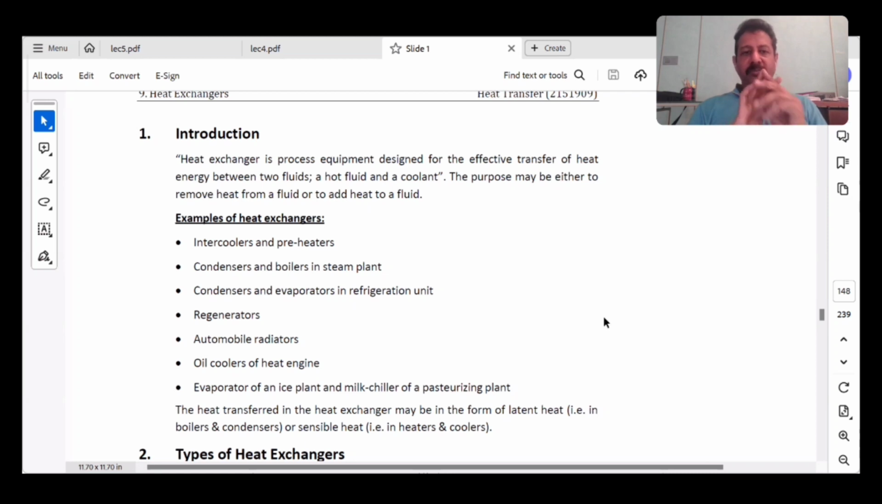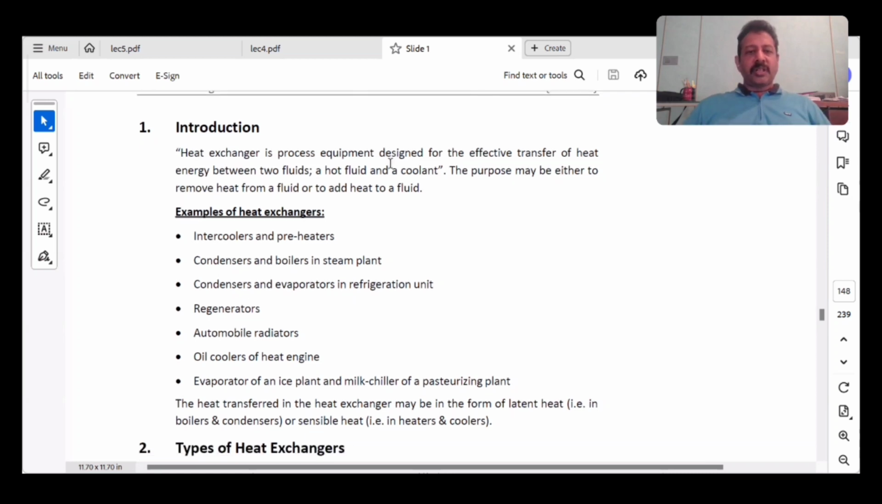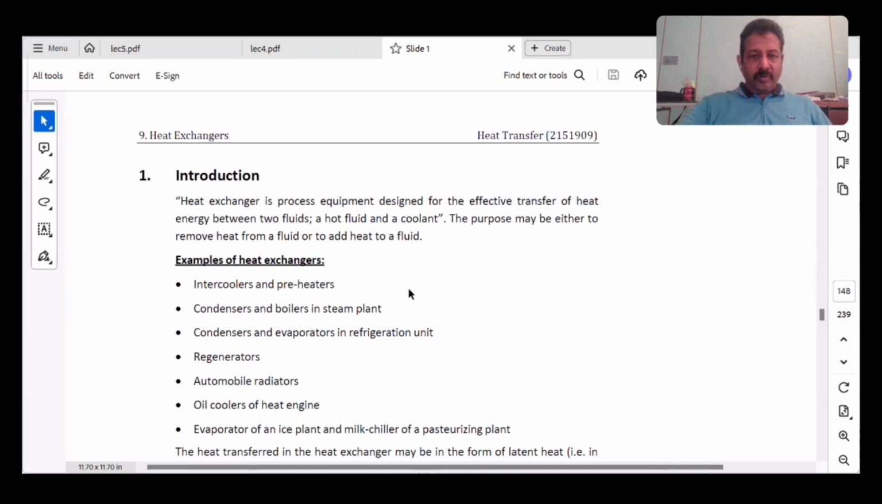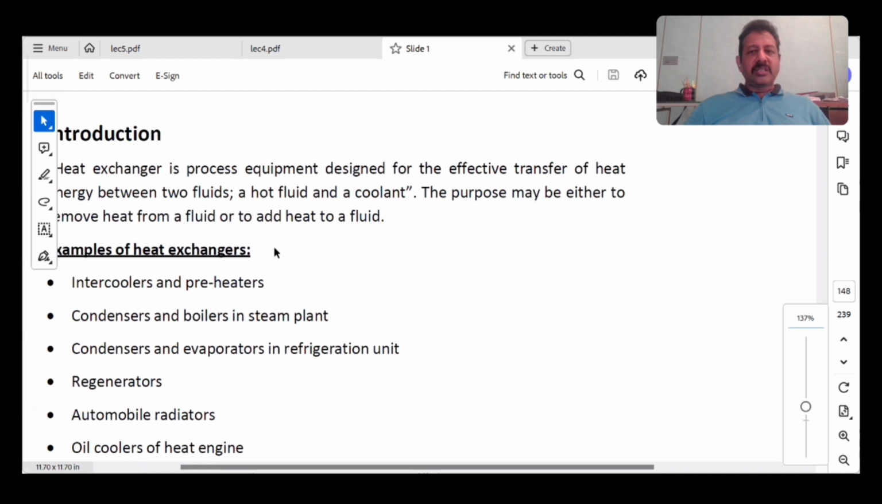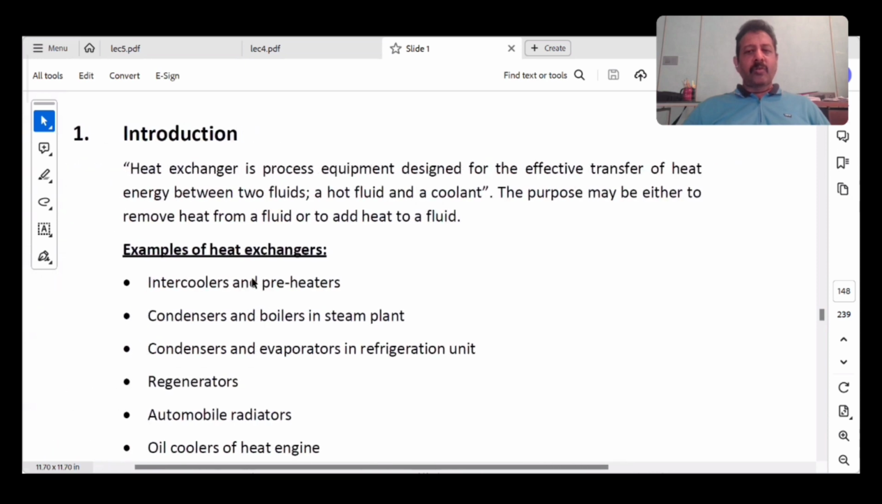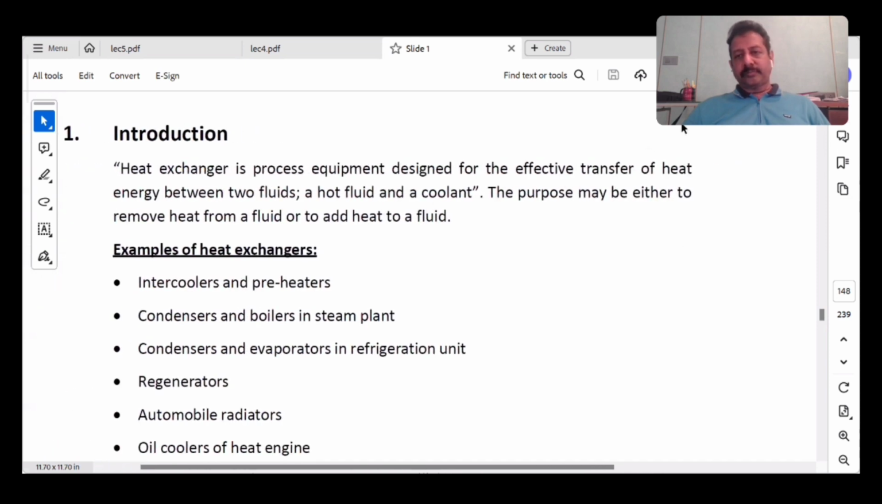So a heat exchanger is a device, a process equipment designed for the effective transfer of heat energy between two fluids. You have a hot fluid and you have a cold fluid or a coolant, right? So what is a heat exchanger? It's a process equipment for the effective transfer of heat energy between two fluids. You have a hot fluid and you have a cold fluid, the coolant.